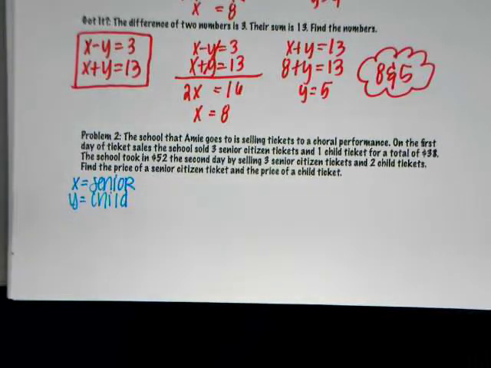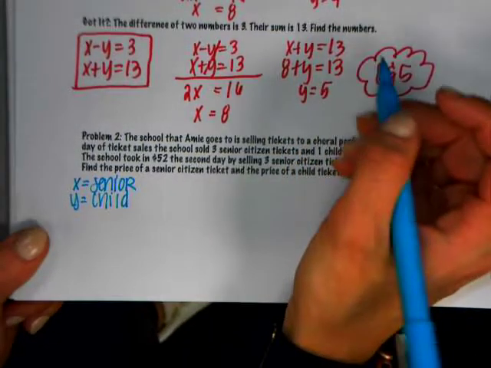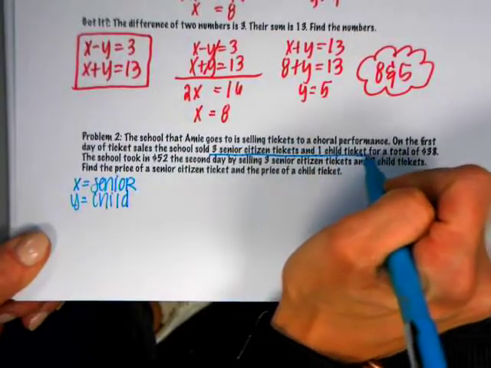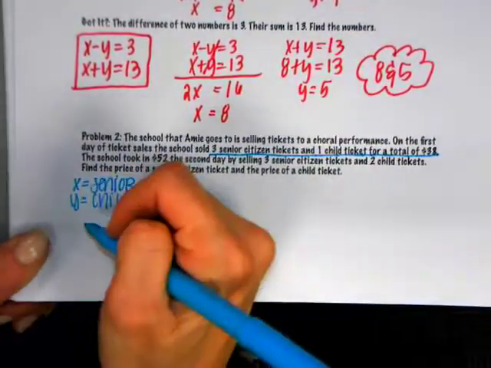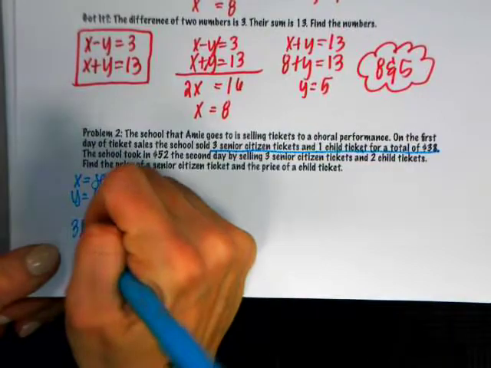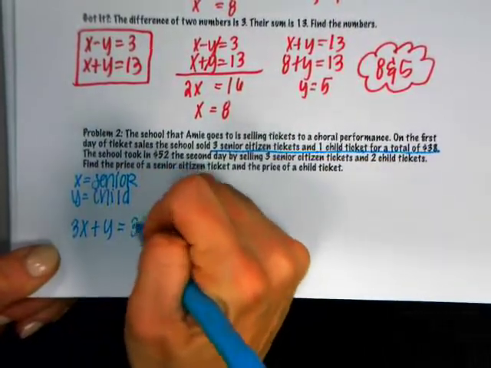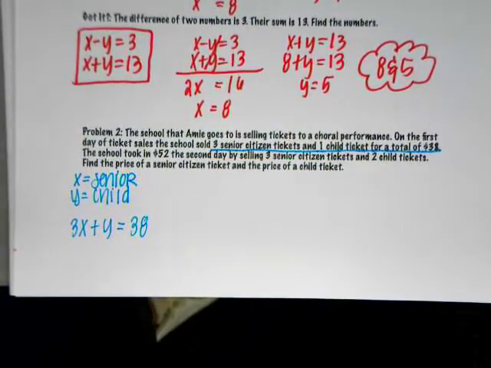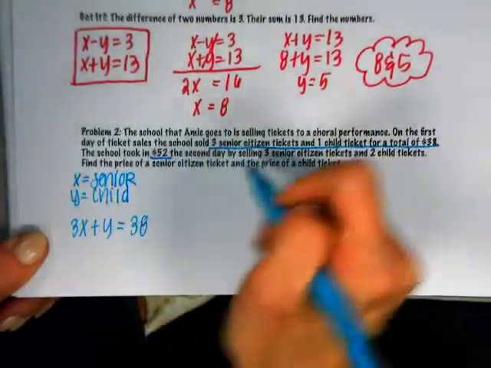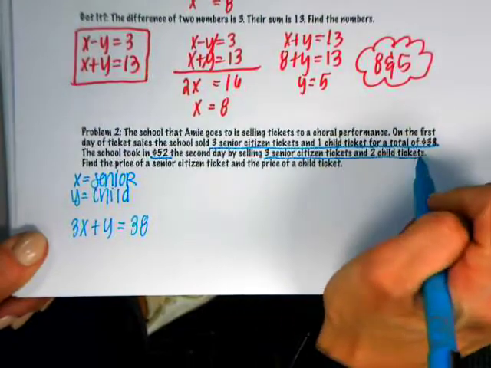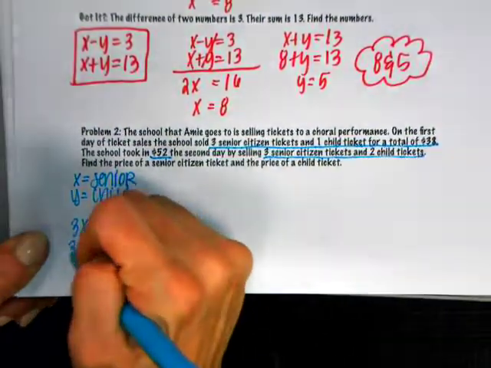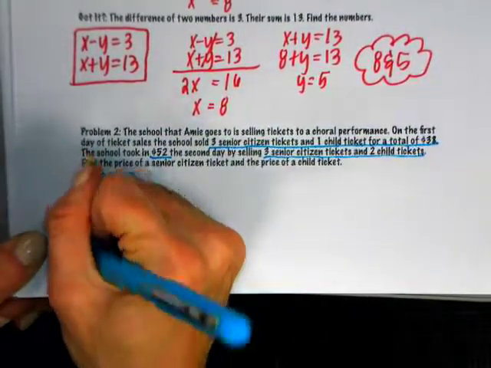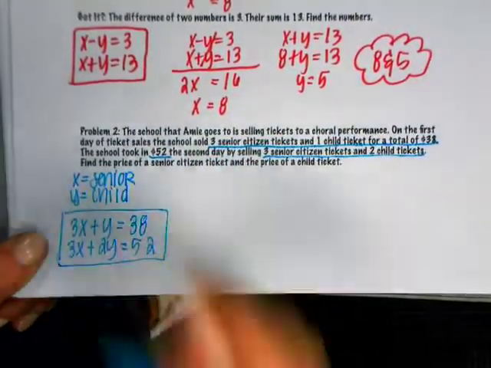Okay. So it says, the first day of ticket sales, it was 3 senior citizen tickets and 1 child ticket for a total of $38. So how would I write that? 3x plus y equals 38. 3 senior citizen tickets, 1 child ticket, $38. Okay? The next one is $52 for 3 senior citizen tickets and 2 child tickets. So how do I write that? Yep, 3x plus 2y equals 52. So that's going to be your system.